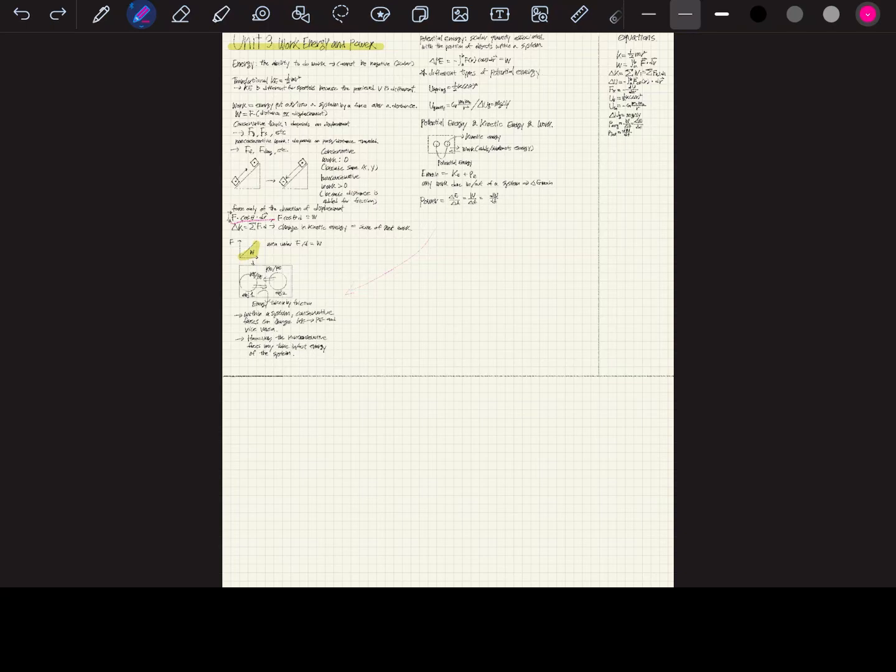Okay, so this is Unit 3 of AP Physics C Mechanics. It's work, energy, and power. It's a pretty important unit, but there's also not that much you have to know. It's a pretty conceptual chapter, I would say. So let's get into it.